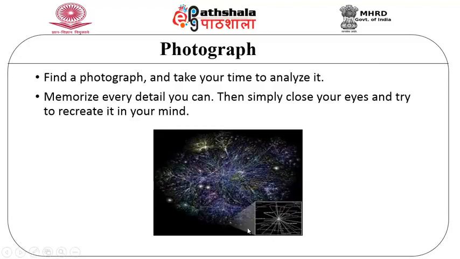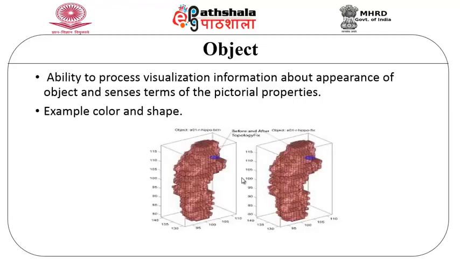So we have taken a photograph and let us take some time to analyze it. We try to memorize every detail as we look at the photograph, and then we simply close our eyes and try to recreate it in our mind. So if it is possible for us to get almost all the information that is available in the photograph, it means that we have been highly focused on the photograph. If it is not possible for us to get the entire detail about the photograph, it means that we were out of focus when we were looking at the photograph as such.